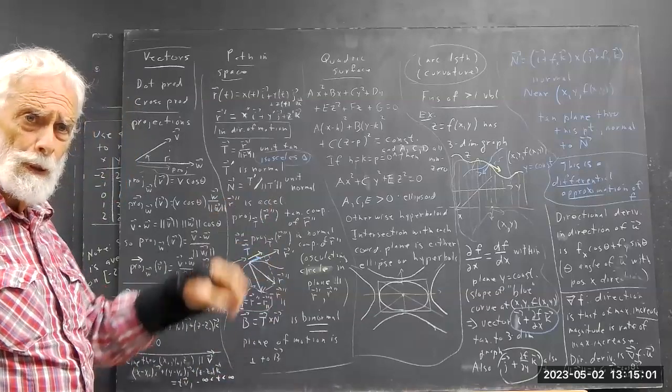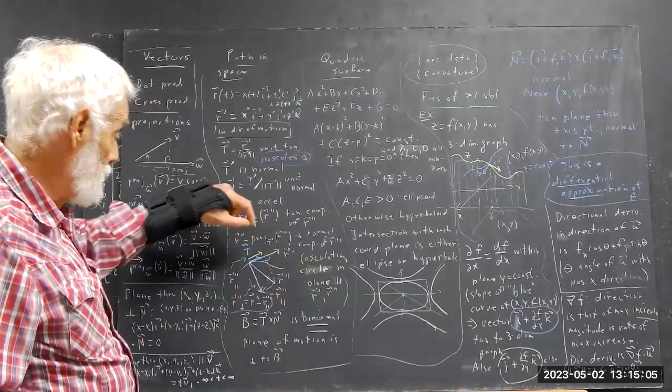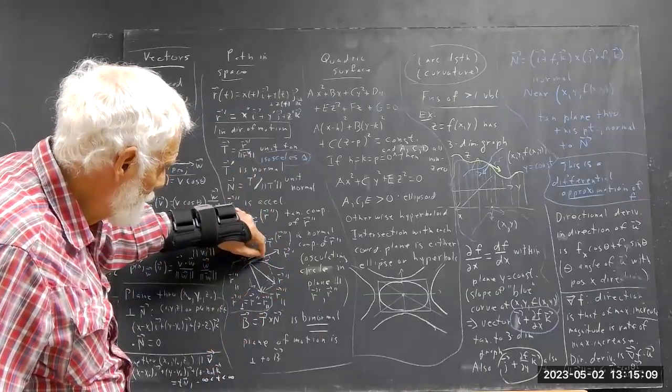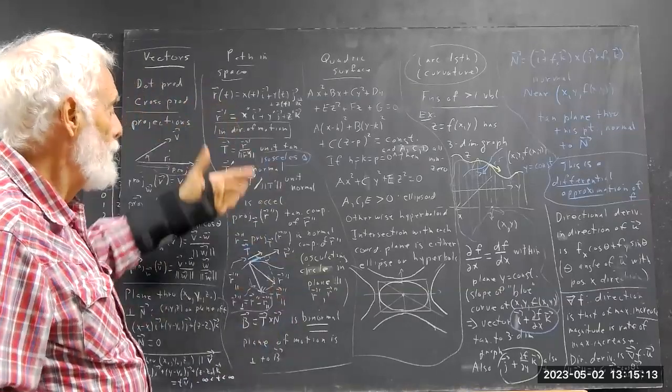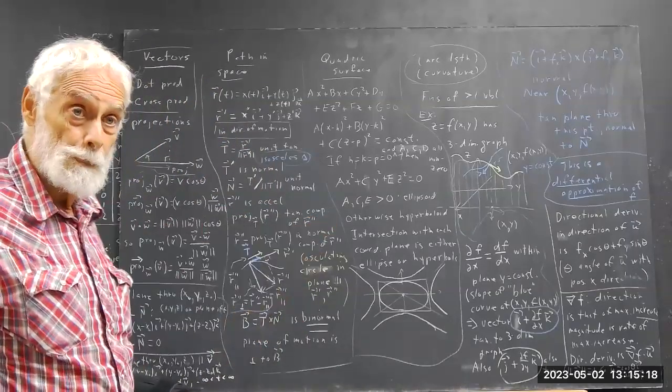Getting confused by my parallels, my double primes. Focus my eyes on what I need to focus on. Again, from here to here is your R double prime, the projection of R double prime parallel, the projection of R double prime in the direction parallel.